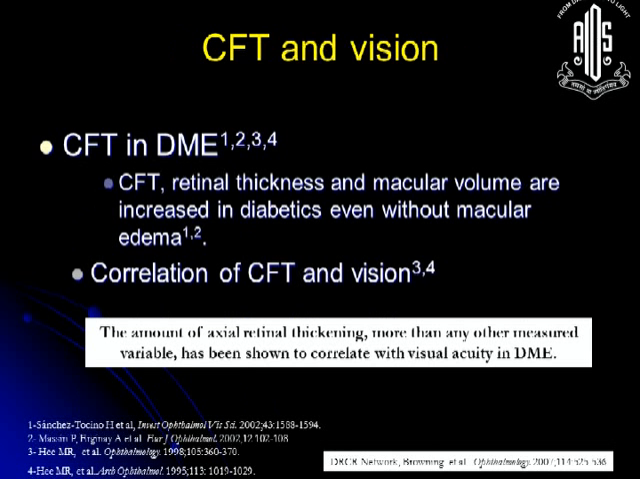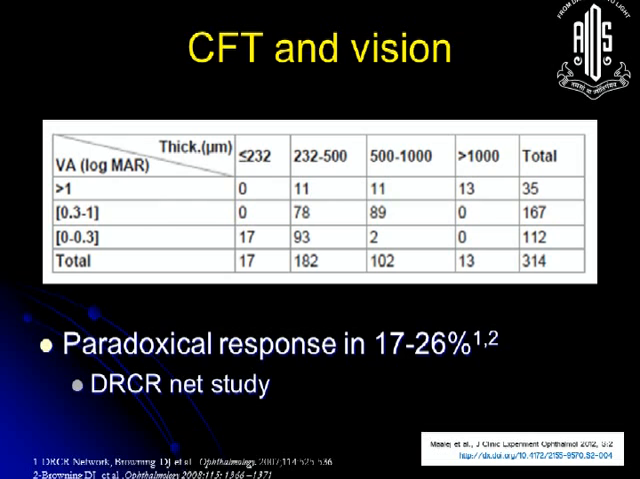Now, there are a lot of studies which have definitely shown that there is a correlation between central foveal thickness and vision. The amount of axial retinal thickening, more than any other measured variable, has been shown to correlate with visual acuity in diabetic macular edema, and this has clearly been established by the DRCR network. If you look at this table, you can see that as the central foveal thickness increases, the percentage of patients having poor vision also increases.